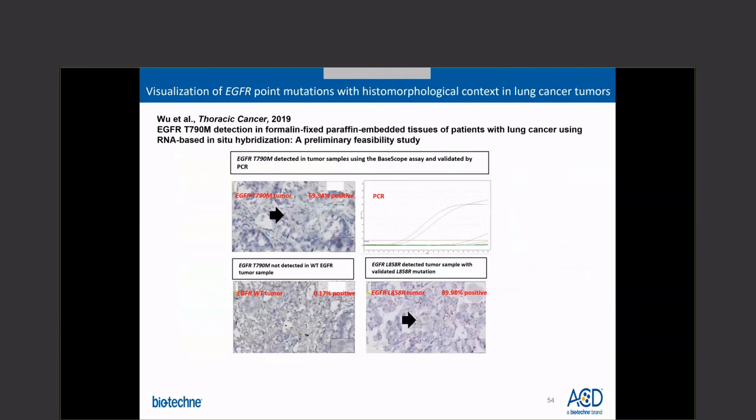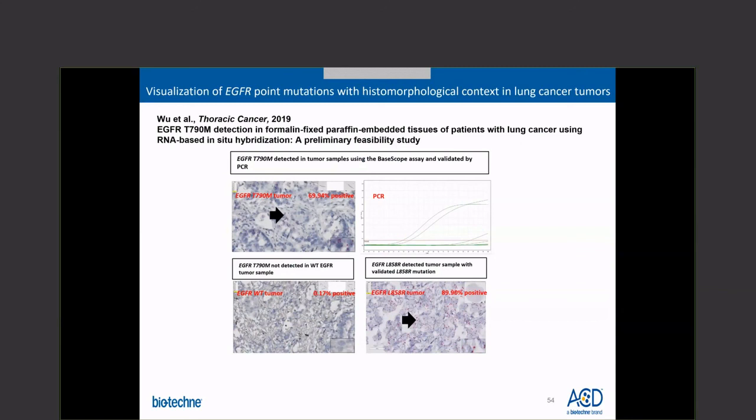A preliminary feasibility study by Wu et al. used BaseScope assay to detect EGFR T790M mutation in formalin-fixed paraffin-embedded tissues of patients with lung cancer. This was published in Thoracic Cancer Journal in 2019.